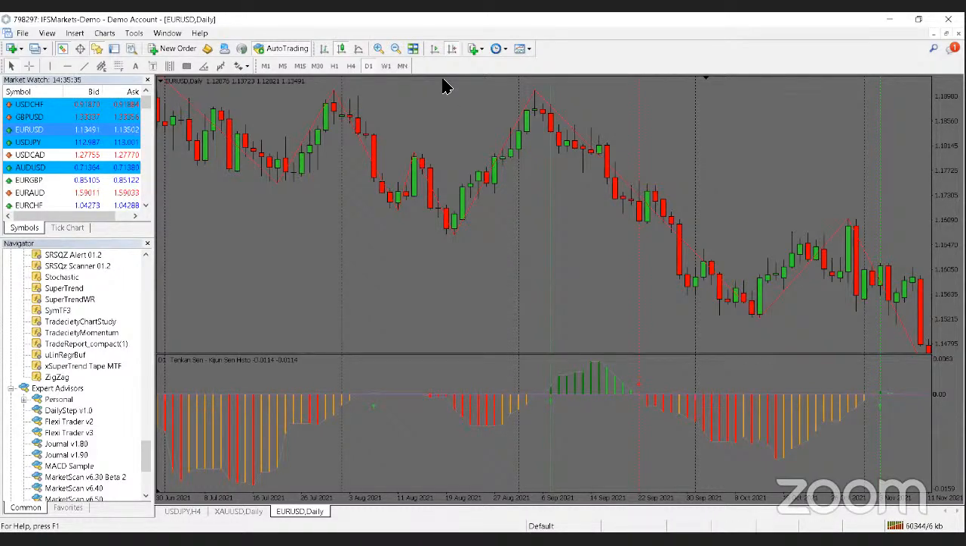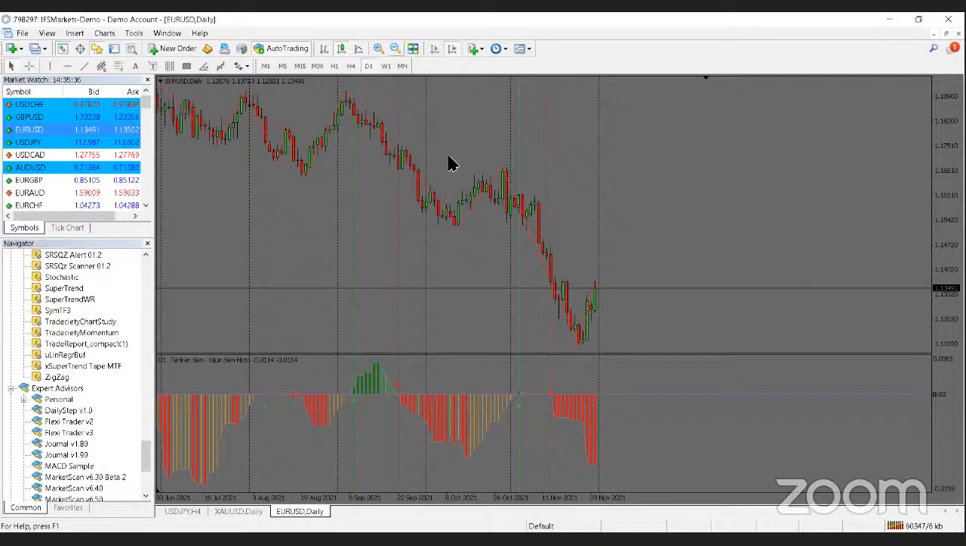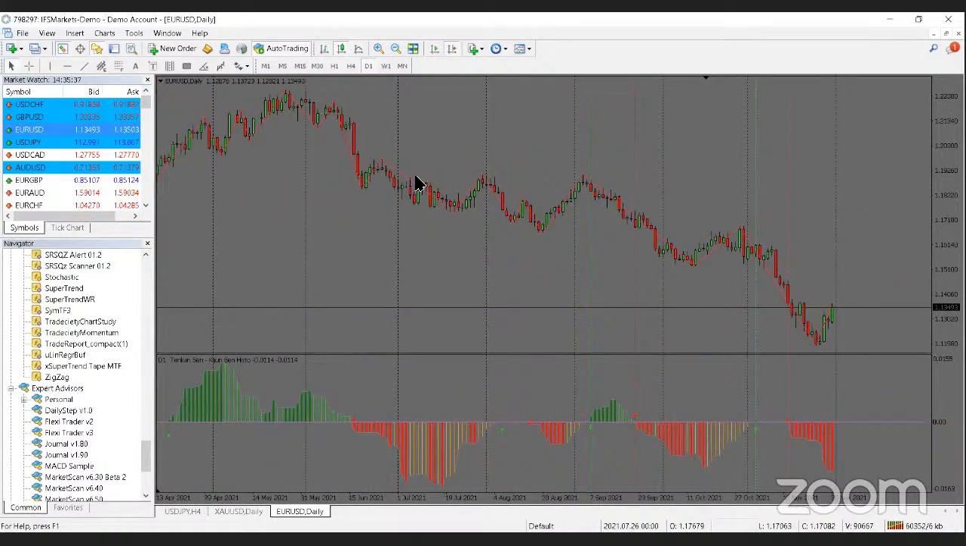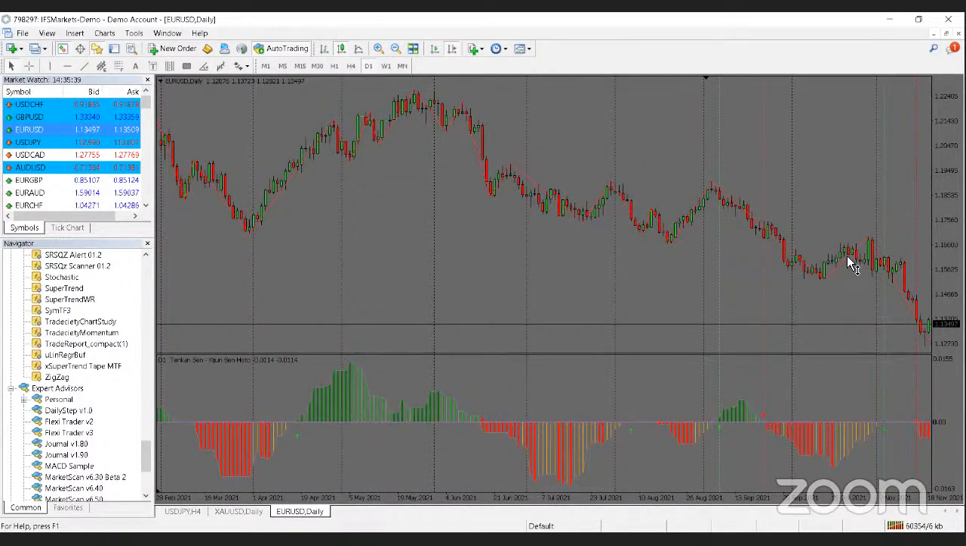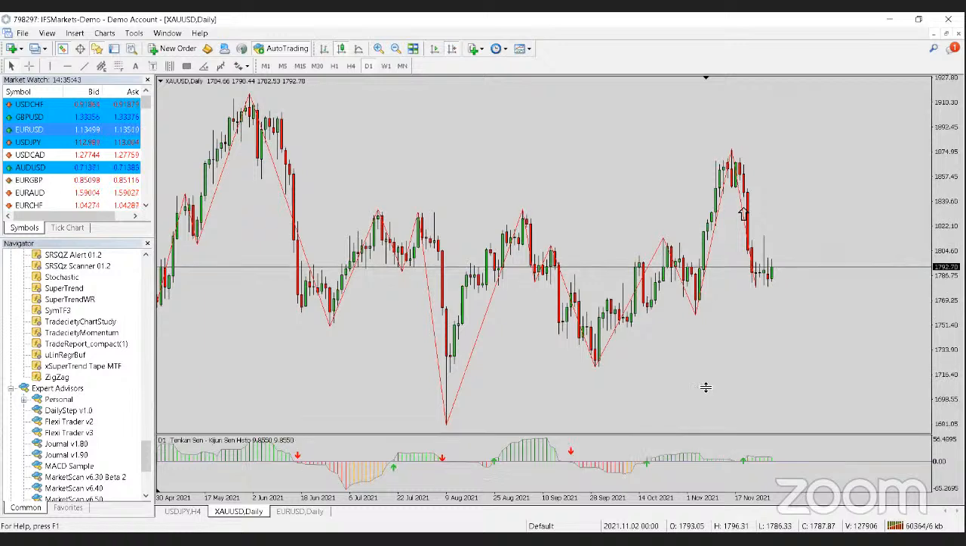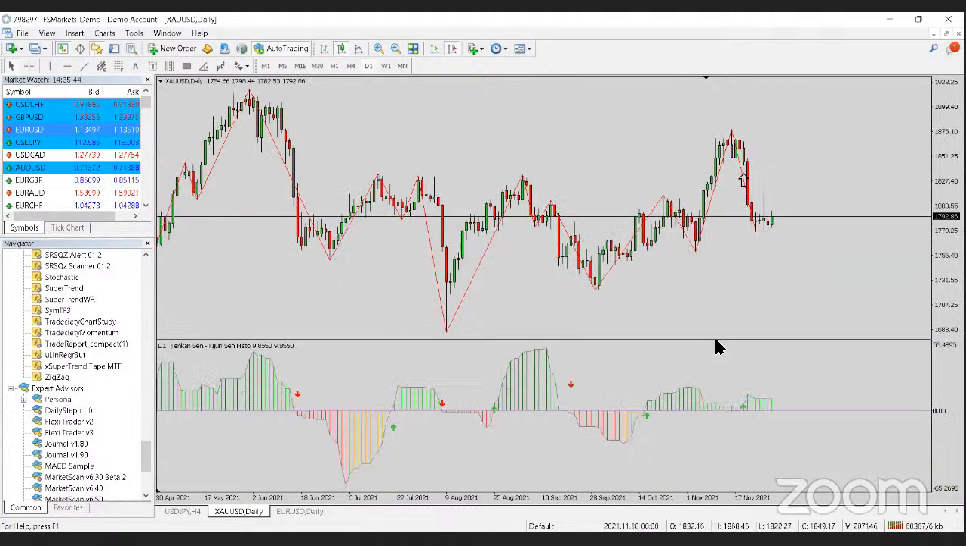Now, there's one particular setup I have to point out that does not come often, but when it does, it seems to indicate a pretty high win rate. And what is that?